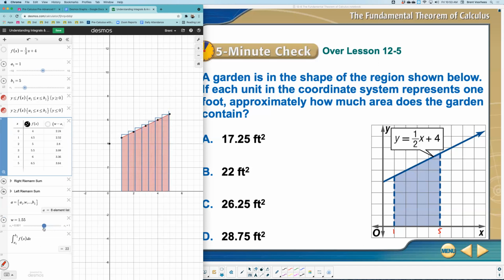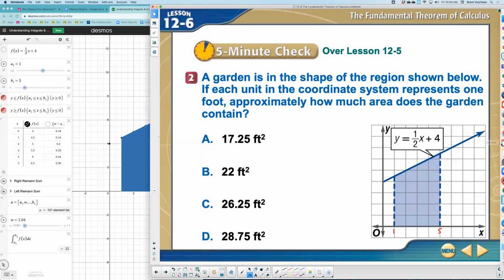Now, if you wanted to approximate what's the area if these blocks got infinitely small, you'd have to, if you're going to use the table, add in all the values in between, which we're not going to do. What I'll just show you is the actual value would be 22, not 23, but 22 feet squared. And that would be our answer.